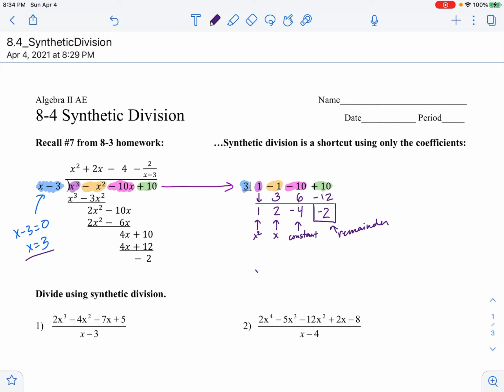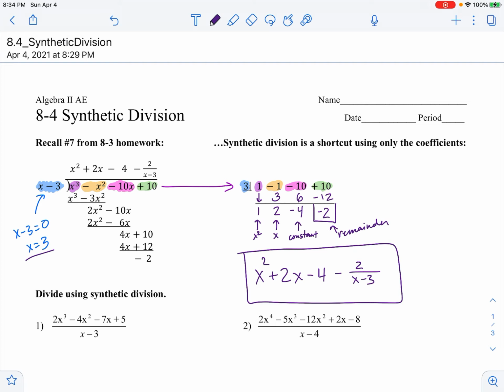I get 1x squared plus 2x minus 4 plus my remainder of -2, which, as we said last week, I don't care how you write it, if you do the minus there, or if you wrote it as plus negative like that. Same answer, a whole lot less writing stuff down.